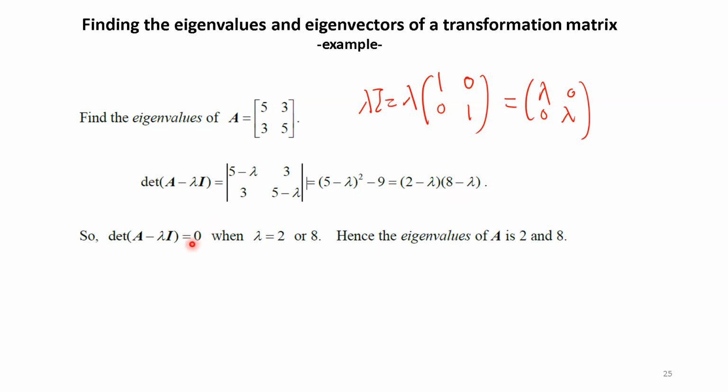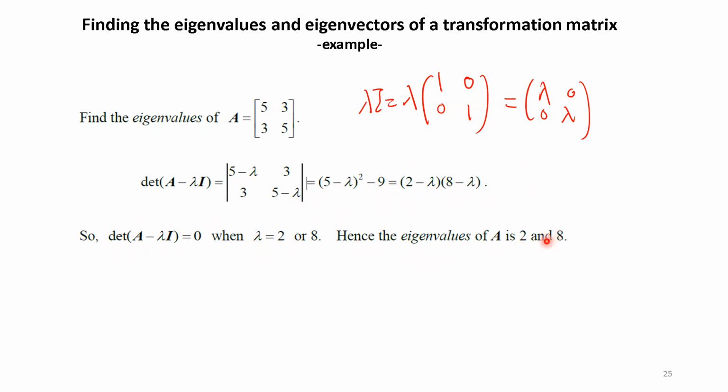And then if you have that, this becomes a quadratic equation. In this case, the lambda can be either 2 or 8. These two are the roots of this quadratic equation here. So that means the eigenvalues of A are 2 and 8.